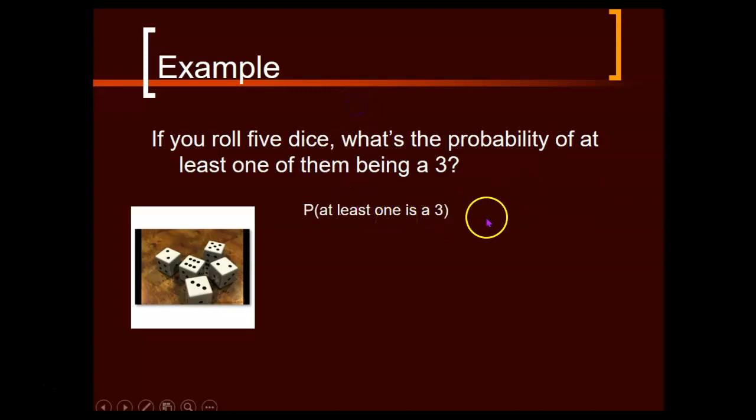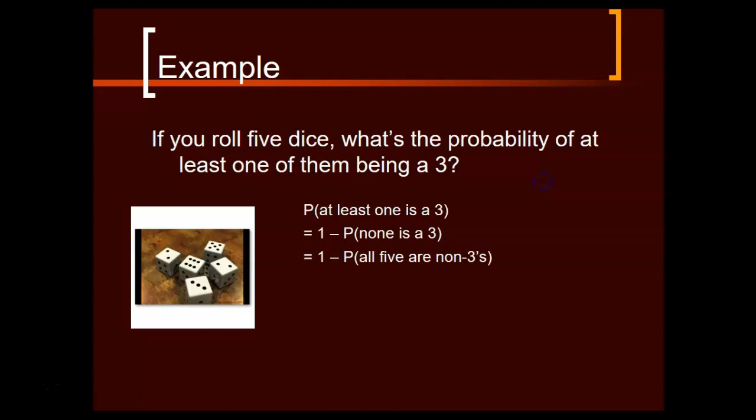So here it's definitely easier to go at it the back way and say that the probability that at least one of them is a 3 is equal to 1 minus the probability that none is a 3. That is, 1 minus the probability that all 5 dice are non-3s. That the first one is something other than a 3, and the second one's not a 3, and the third one, and the fourth one, and the fifth one. So that would be 5 over 6 times 5 over 6 times 5 over 6 times 5 over 6 times 5 over 6.